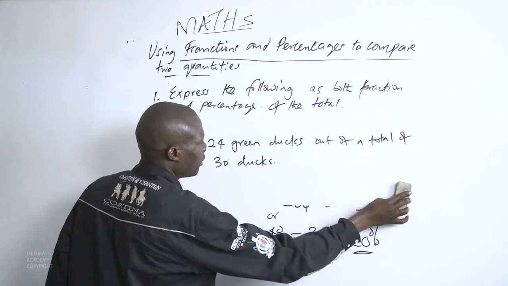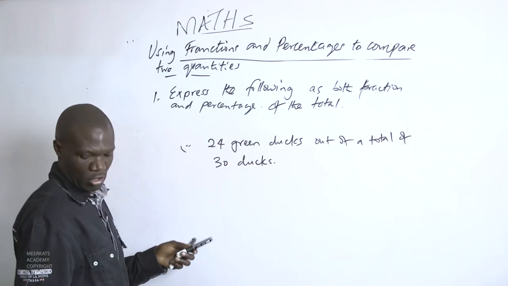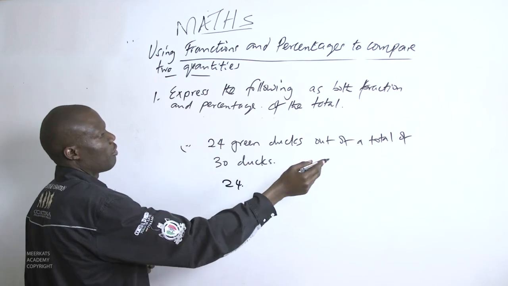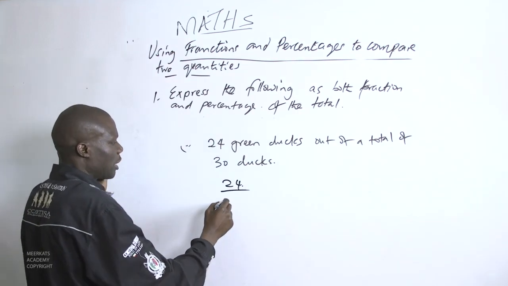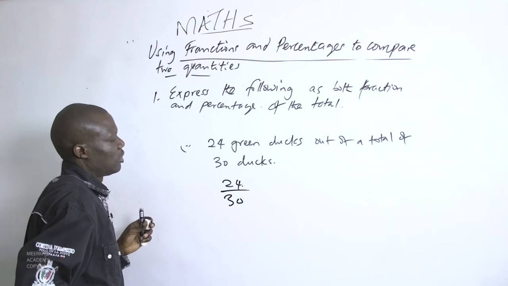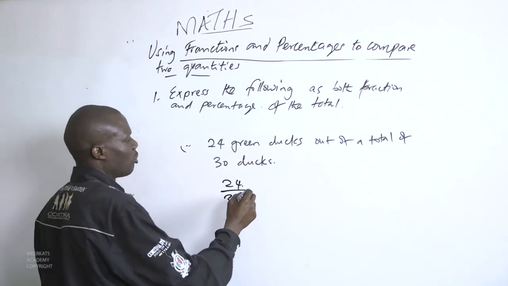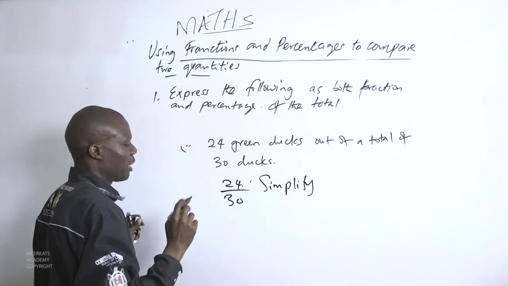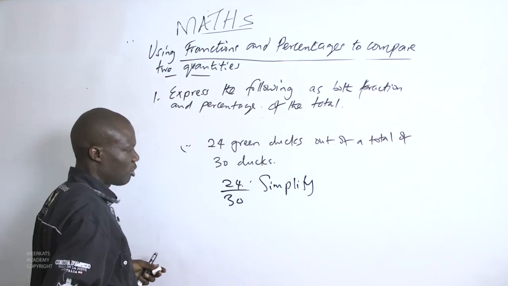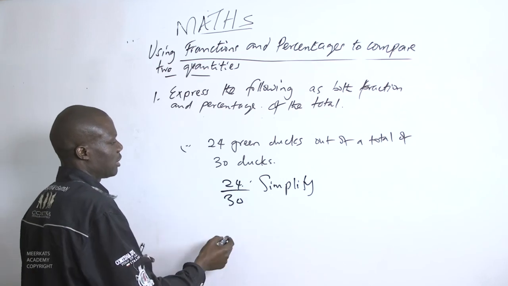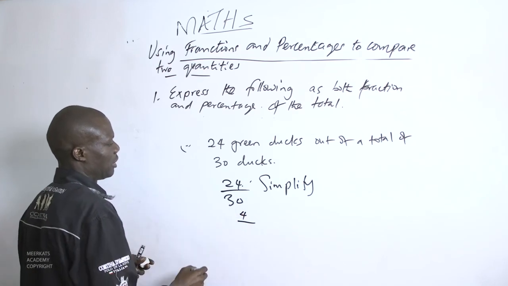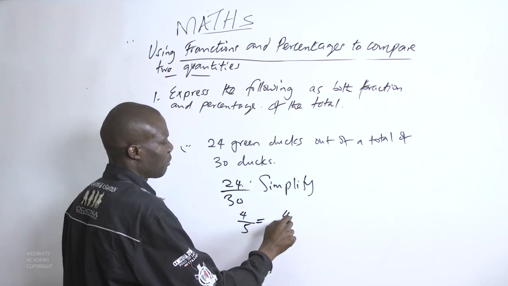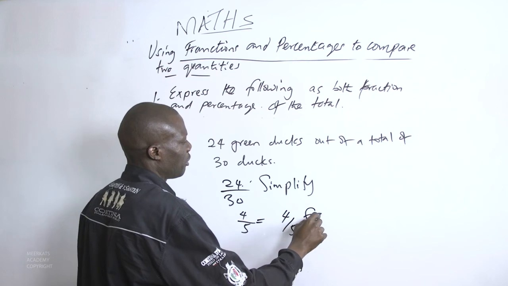The second part is asking us for 24 green. 24 green over the total of all ducks, which is 30. So this is already a fraction, so we need to simplify this fraction. And when you simplify, 6 is common in all of them. By 6 here you get 4, and by 6 here you get 5. So this is equivalent to 4 over 5 as a fraction.